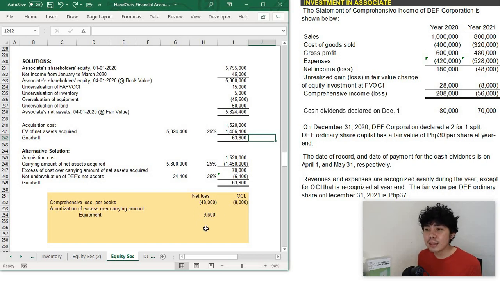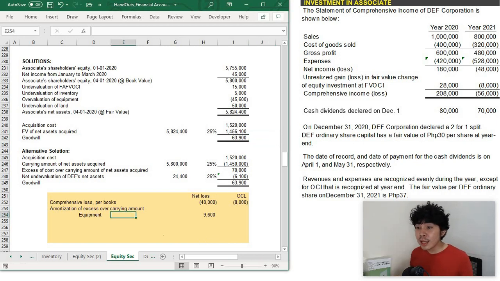So, ibig sabihin, itong 9,600, yan yung difference ng annual depreciation ni equipment based doon sa book value on April 1 at yung annual depreciation ng equipment based naman doon sa fair value ng equipment on April 1. So, para mapatunayan natin na yan talaga yung difference, so compute natin yung depreciation nila for 1 year. So, para dun sa fair value na 524,400, ang 1 year depreciation niya is 110,400. So, yan ay na-compute as 524,400 divided by 57 times 12 months.